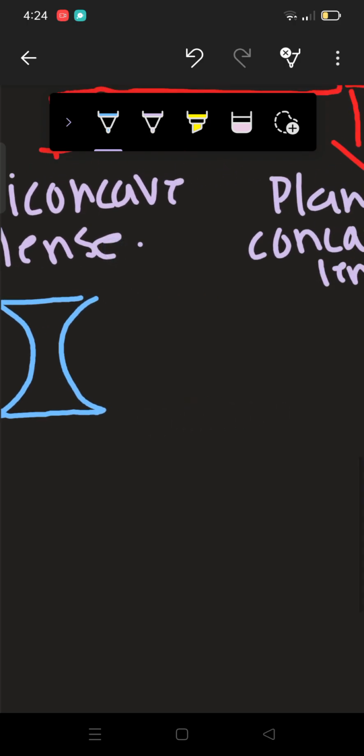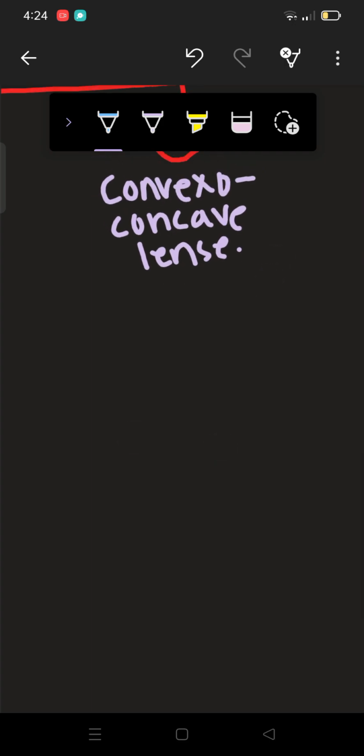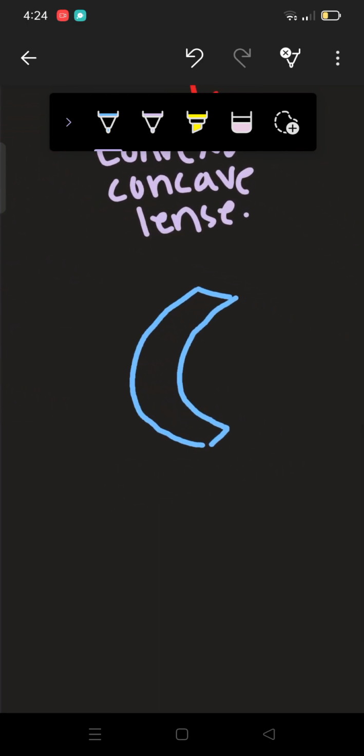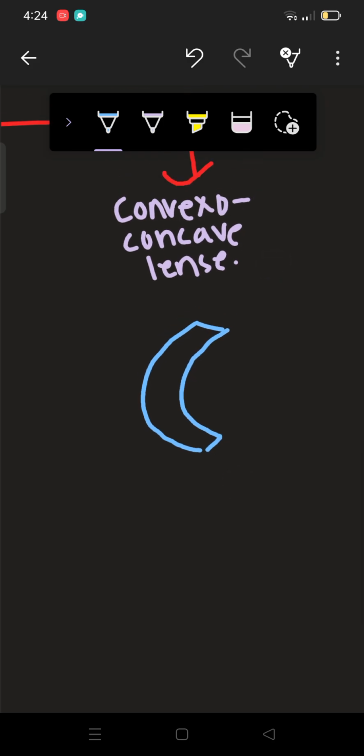Alright, so let's make the second diagram, which is plano-concave. Its one side is plane and the other is curved inside, so that is known as plano-concave lens. As you can see here, from its middle it is thin and from the edges it is thicker. Last we have convexo-concave lens. Now see, this side is going outside, which is convex, and another part of it is going inside, which means it is concave. So it is the combination of two lenses, so that's why it is known as convexo-concave lens.